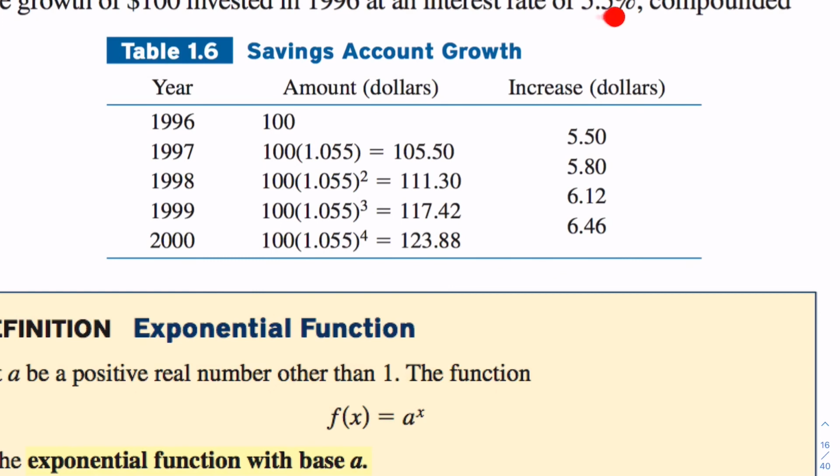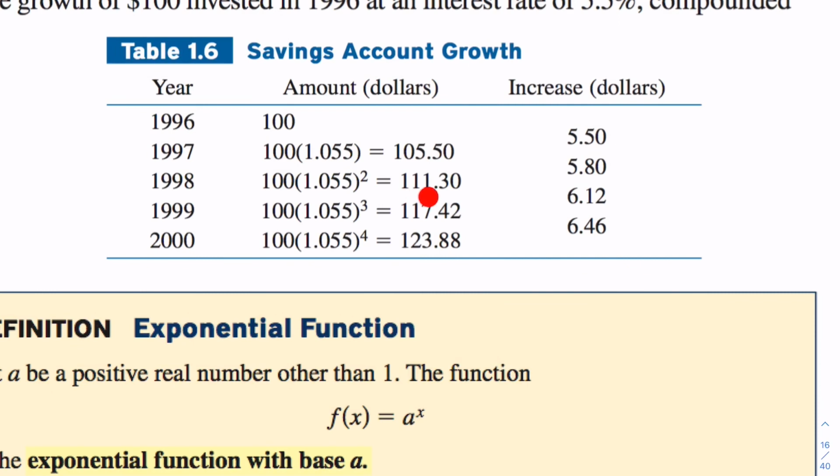1.055, that's for your 5.5%. 1 just stands for the initial value, 100. So 100 times 1.055 is 105.50. Multiply it again by 1.055, that's 1.055 squared. You don't get 111, but instead you also get an extra 30 cents. Wow, don't spend that all in one place.